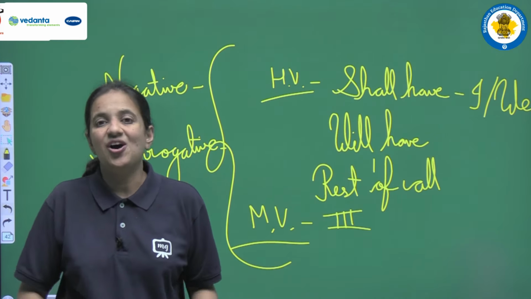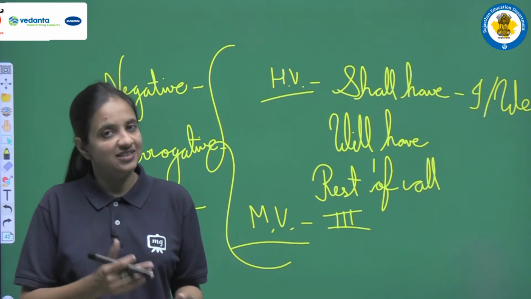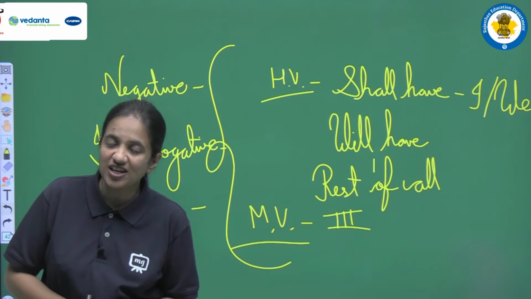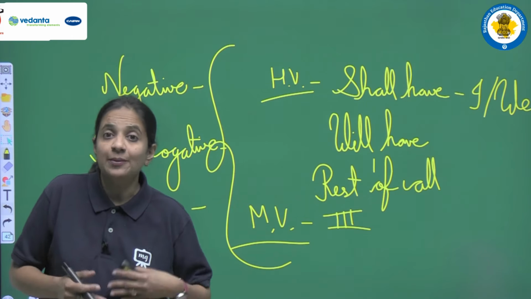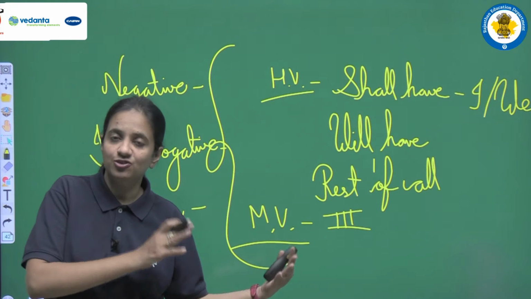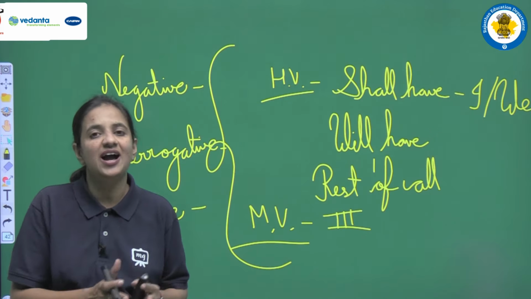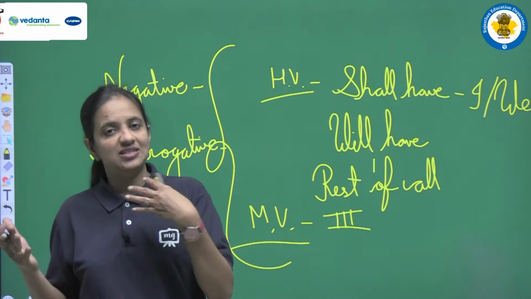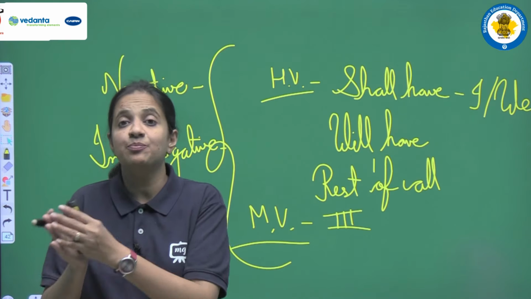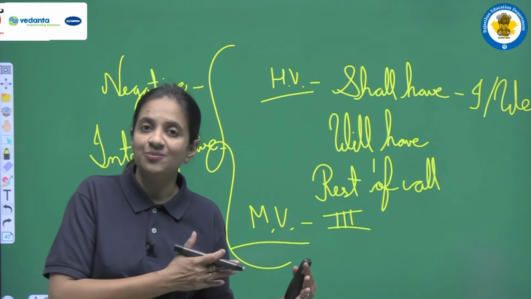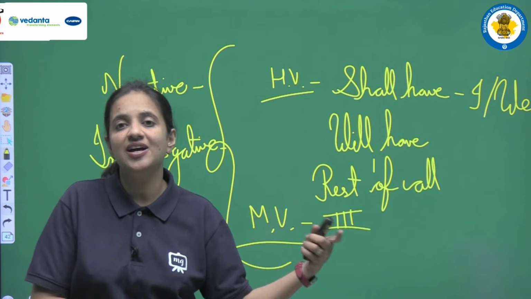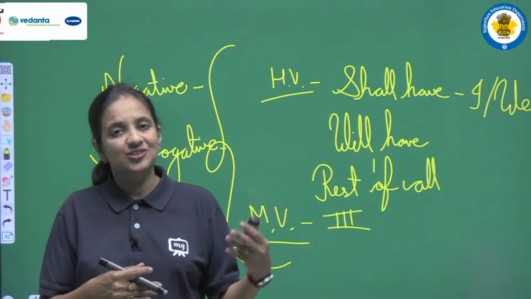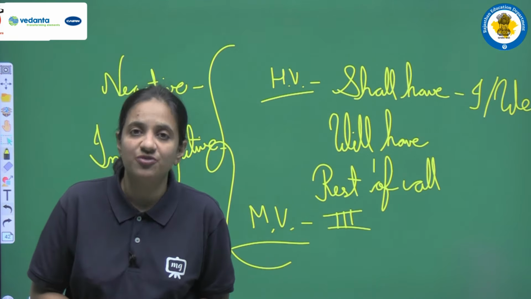Okay, so this is all about future perfect tense. In this tense we are talking about some action that will be completed by the given future time. So in such sentences we are having some future time, we are having some action, and that action is supposed to be perfectly completed by that given future time, right? So this is the use of future perfect tense.